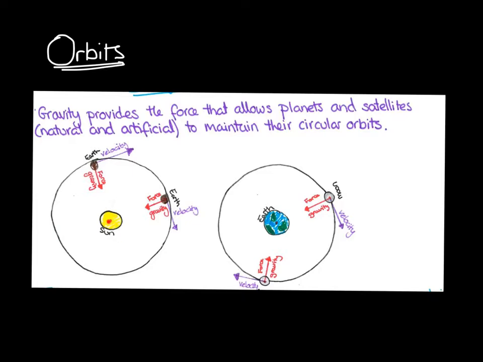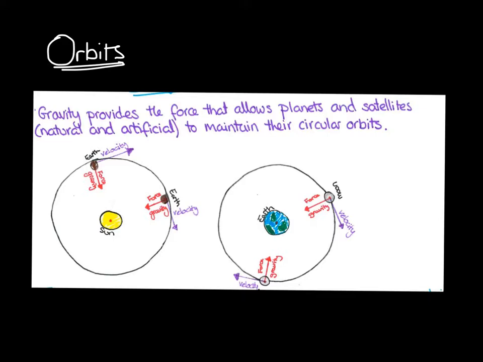Here's the Sun and here's the Earth. Now the Earth is moving with a velocity that is shooting off in this direction in a straight line. So at this particular point in its orbit around the Sun, the Earth's velocity is pointing in this direction. If there was no other force acting, the Earth would just shoot off into space like this in a straight line, and it would just carry on.